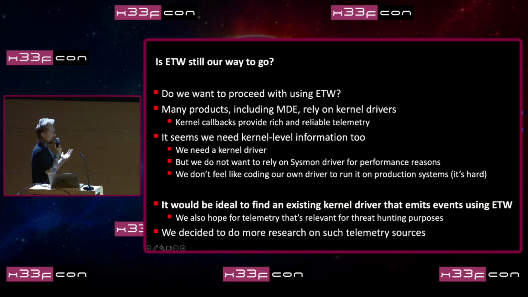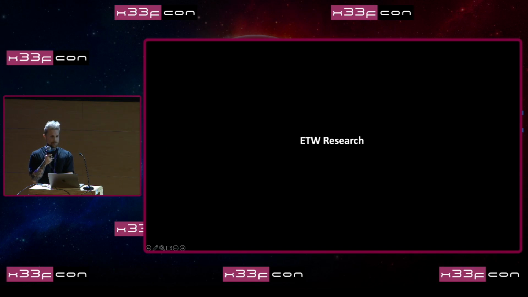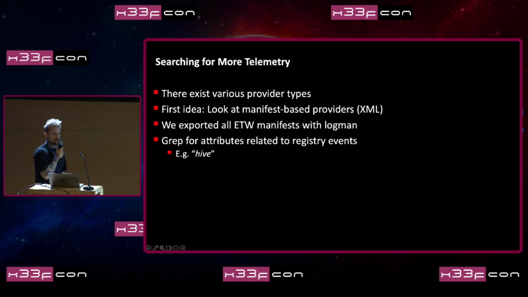So in our world, it would be ideal to find an existing kernel driver that gives us telemetry relevant for threat hunting, and the kernel driver should emit events using ETW. So we were looking for one. In ETW, there are many provider types, and one of them is the manifest-based provider. It's basically based on an XML schema that you can read and parse. And the schema defines what kind of events are being generated, how they look like, and so on.